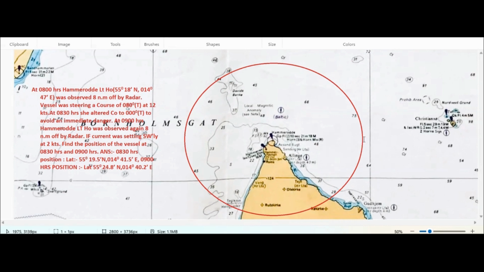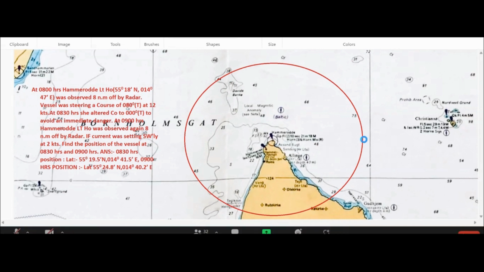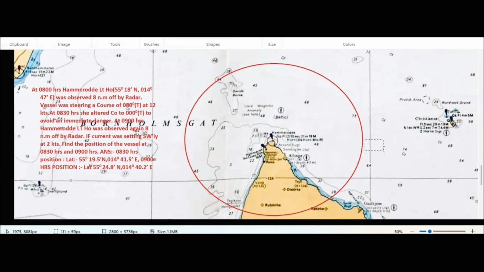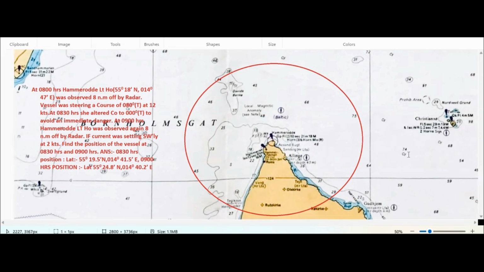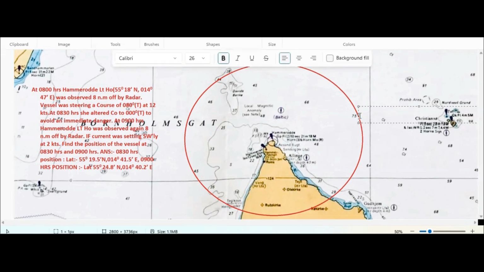So this is the position circle intersection concept. But how will there be an intersection? Both are at different times, the same circle at two different times. At 8 o'clock, the vessel was 8 miles off from Hammerod. Again at 9 o'clock, also the same distance. So at 8 o'clock, this is your 8 miles off, radius is 8 miles. And 9 o'clock also the same. 9 o'clock also the vessel is on this circle.